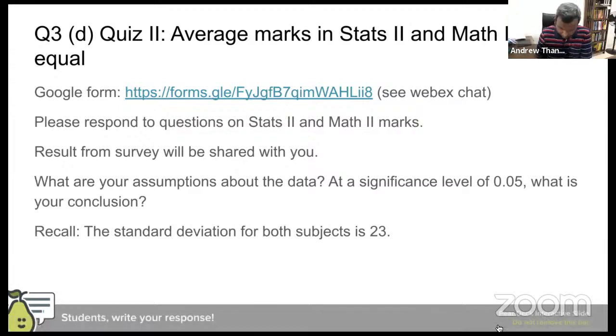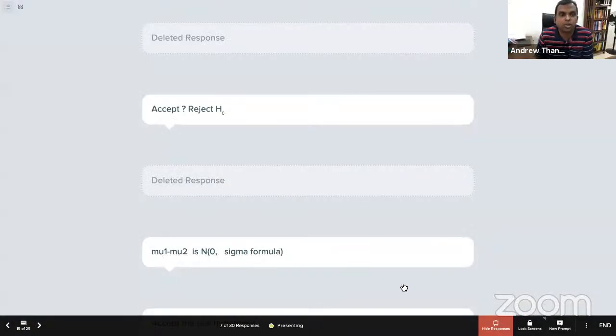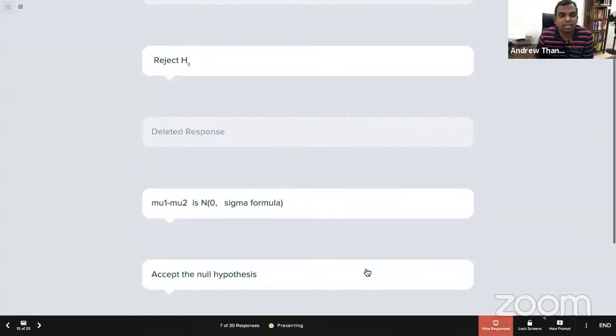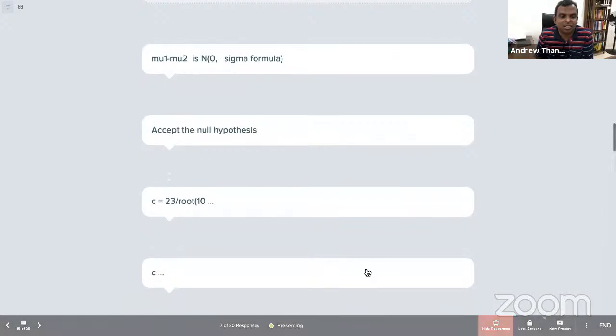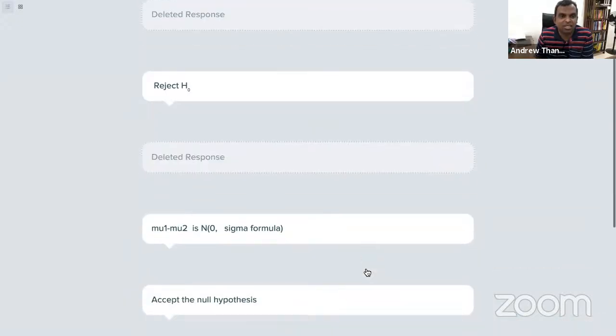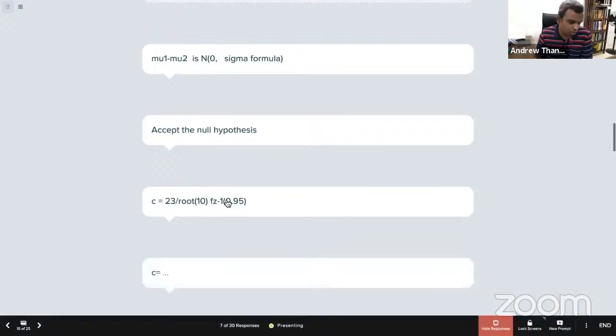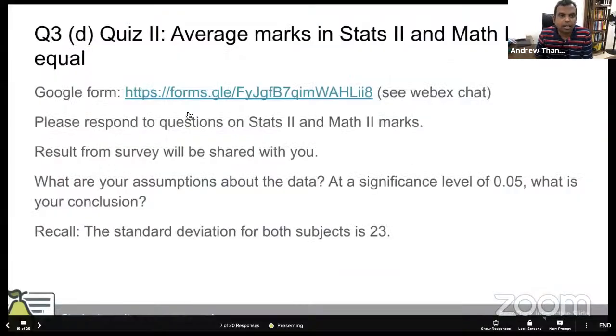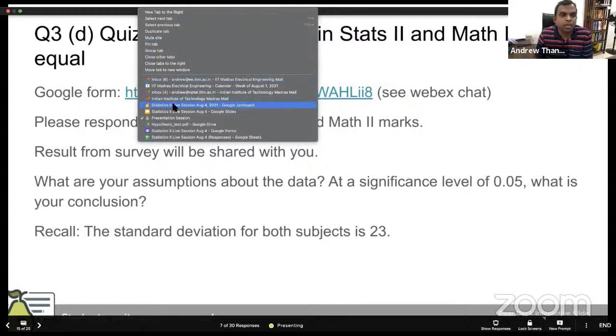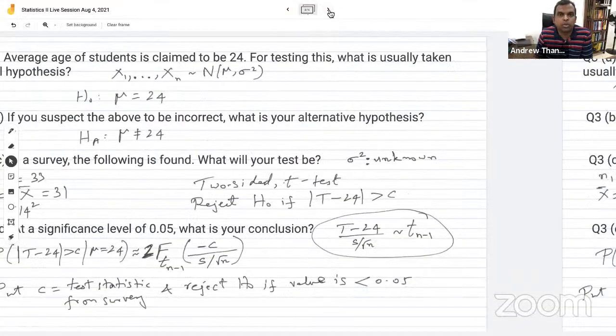Okay, there are 5 responses, and in the interest of time, let me just go through and show you. Reject, accept. Okay, one person says reject, one person says accept, one person is still working things out. 23 by root 10, yeah, so that's sort of where the answer should be. Absolutely, I think this formula for the critical value is correct. It's very good. So I think people have figured out how to do this. Let me show you my solution.